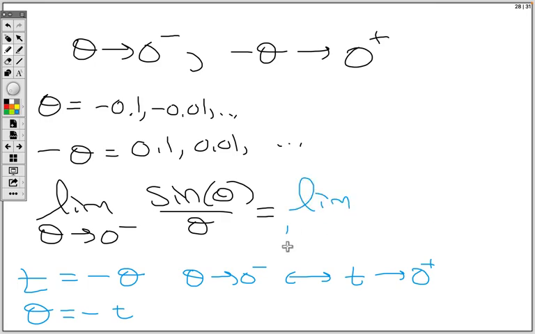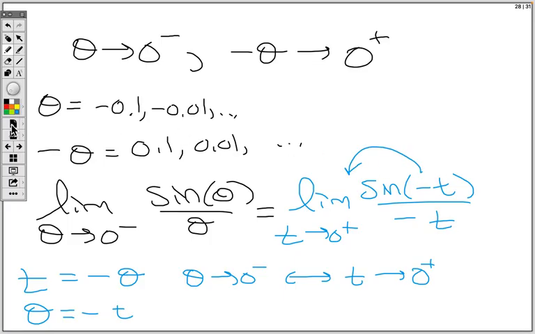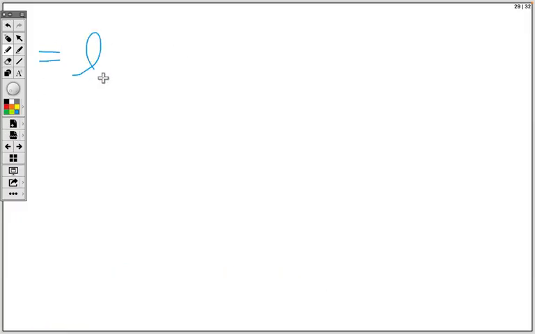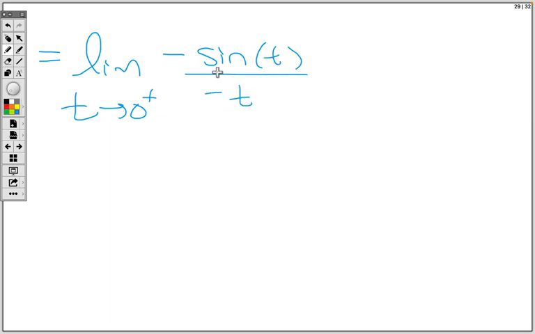So this would be the limit as t comes into 0 from the right of the sine of minus t over minus t. So now we're going to use the odd property of the sine function, like we did in the previous video. And we'll move the negative out front, where it cancels out. And now we're back to the limit that we just got done proving.